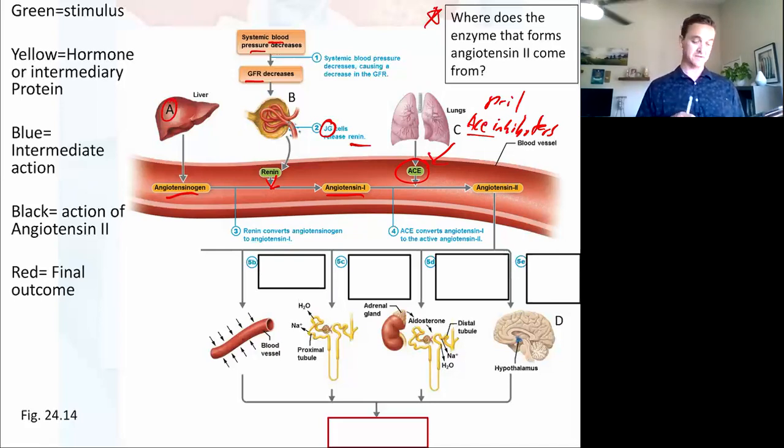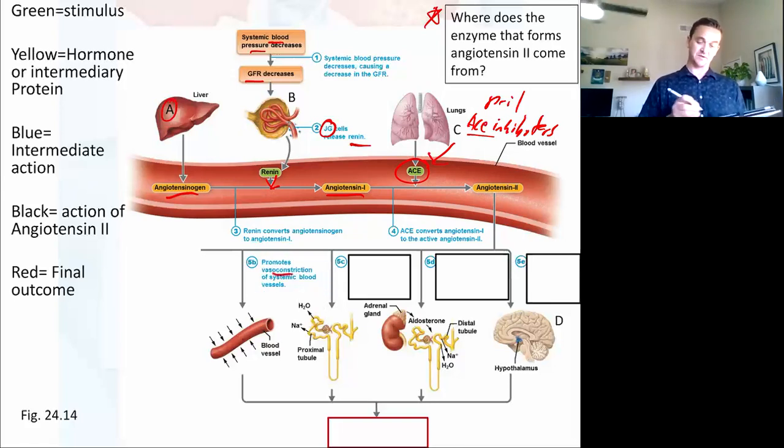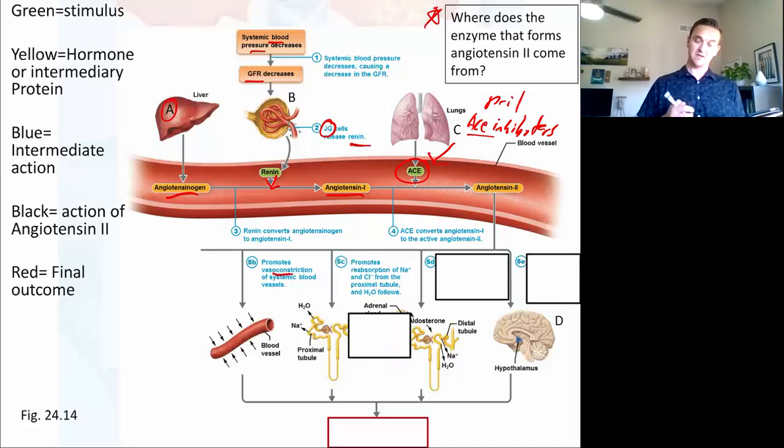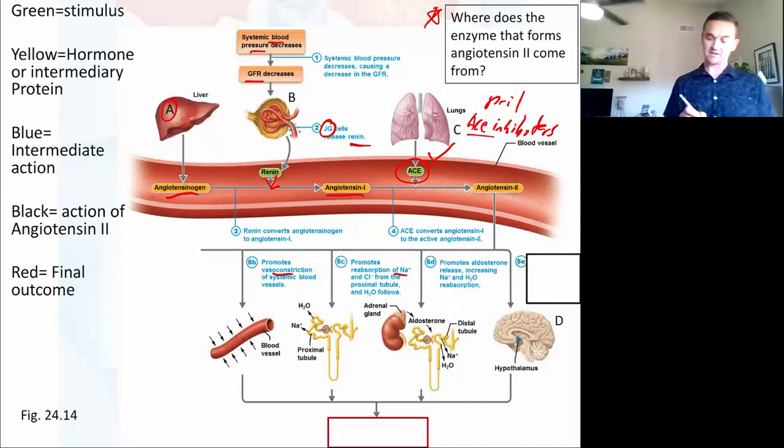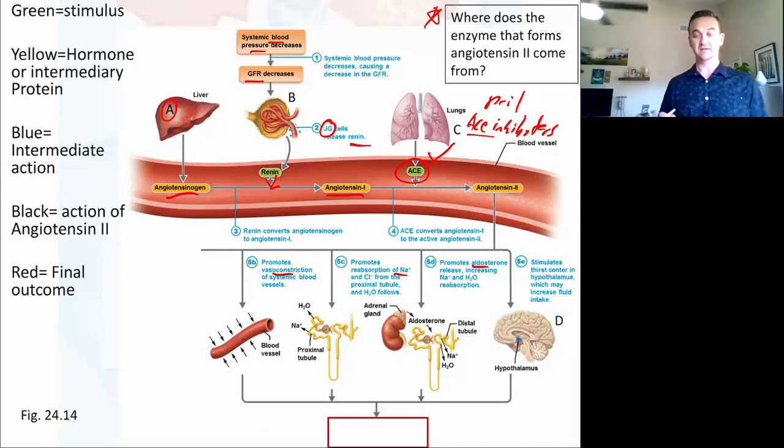Okay, so now the effects of angiotensin II. You need to know all of these, okay? So angiotensin II has 4 primary effects. It promotes vasoconstriction of the blood vessels. It causes reabsorption of sodium in the proximal tubule. It promotes aldosterone release, and it causes thirst and fluid intake. And some of these are directly related to some of its other effects, right? It's directly a vasoconstrictor. It causes that increase in sympathetic nervous system activation.